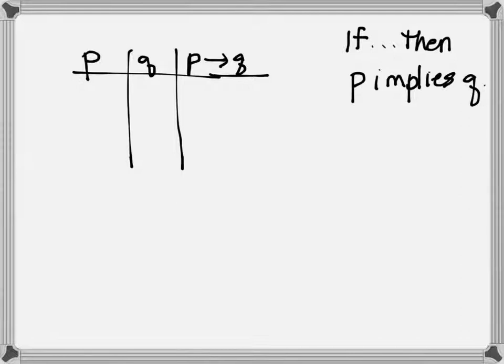We still have all the same possibilities as before. We could have both statements being true, the first one true and the second one false, the first one false and the second one true, or both statements false. All that stays the same. Those are still the four options. What's different is the resulting column.